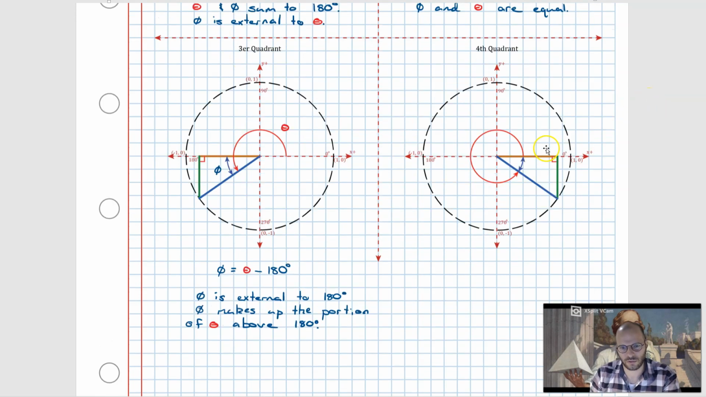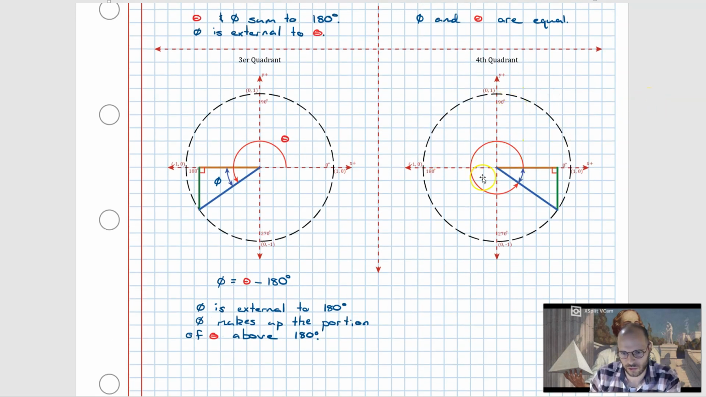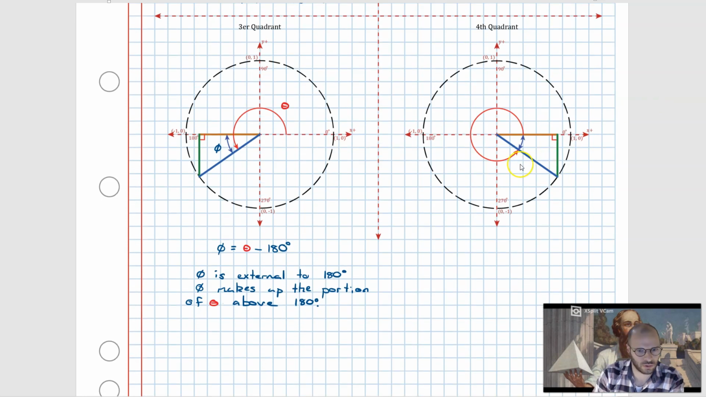Now the fourth quadrant, we have the final arrangement for this triangle. So what we can see is that phi is internal and theta is all the way around. Now phi can be described as 360 degrees take theta. From that we can say phi is external to theta, and secondly phi and theta sum to 360 degrees.